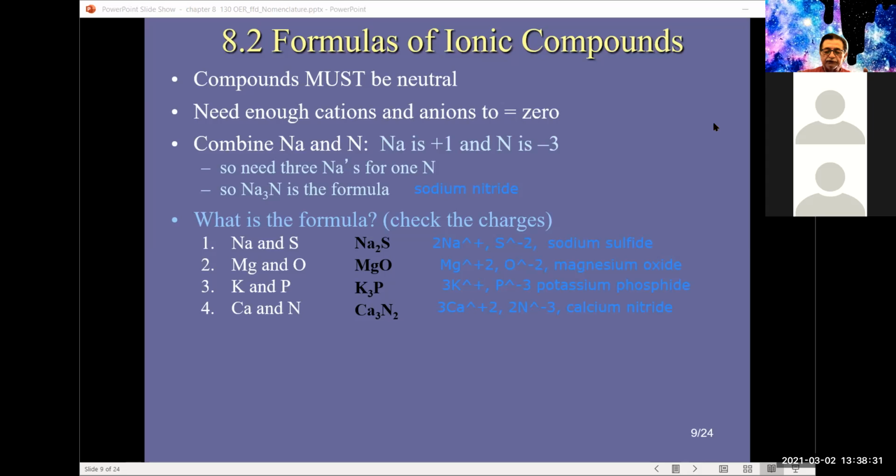3 calciums at a +2 gives me overall +6. 2 nitrogens with -3 for each nitride gives me overall -6. I got sufficient numbers of each one. The name is simply calcium nitride. Notice it is not tricalcium dinitride, because this is ionic. These are ionic compounds. Ionic compounds don't use prefixes. Now, way back when they used to, but they don't do it. We don't do that.